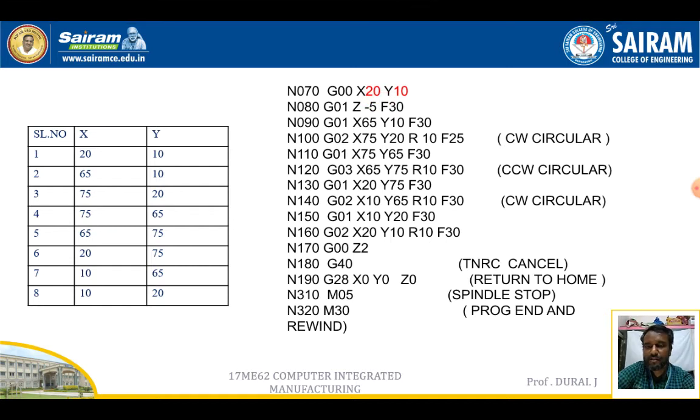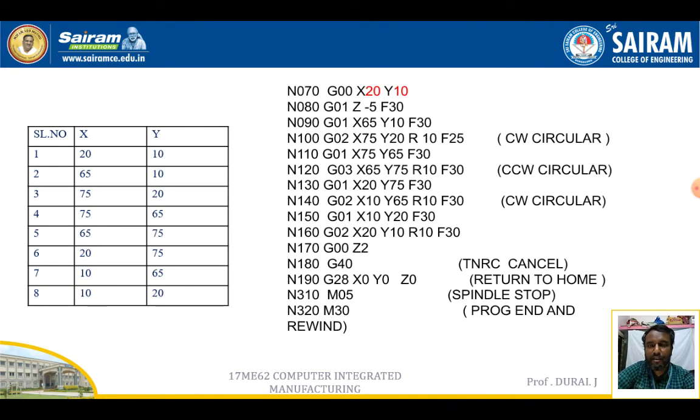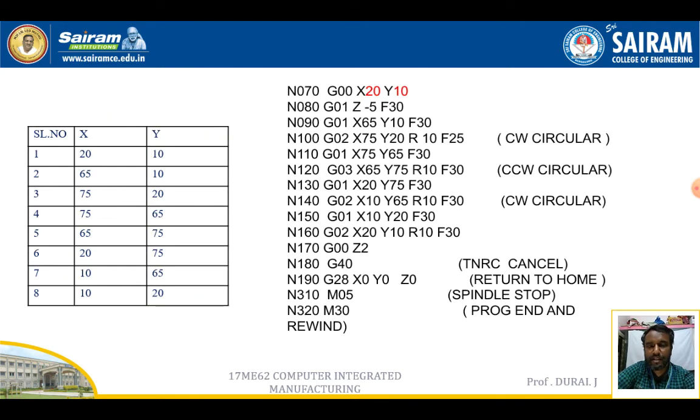So once we stop over here, then we give the G01 command. It goes inside. Z minus 5 only we are giving, so that it goes inside. So machining takes place, and the feed rate we are giving as F30. Then come to the next one, G01 again, X65, Y10, F30.